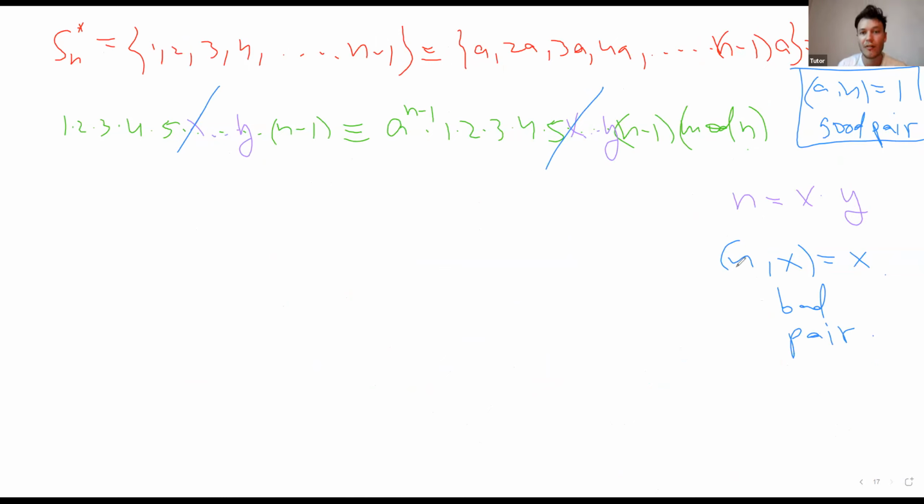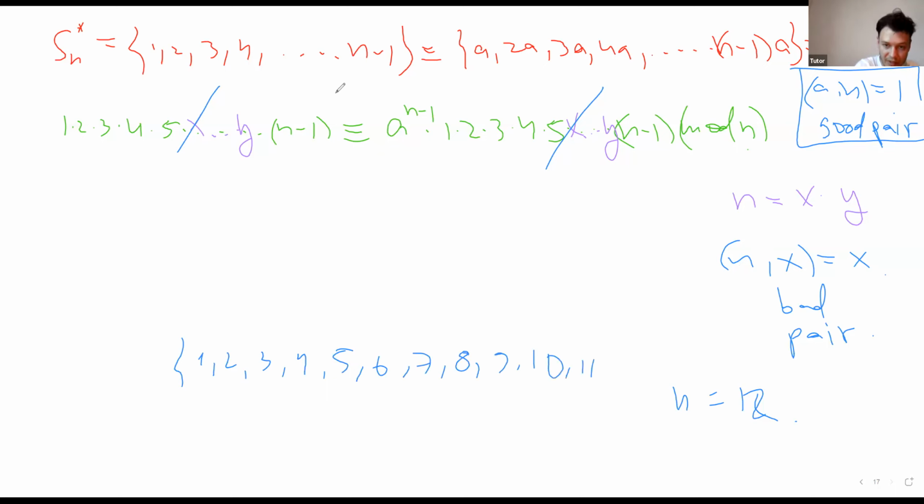So for example, if n was equal to 12, if I were to look at all these numbers, 1 2 3 4 5 6 7 8 9 10 11 12, you see that there's a bunch of bad numbers. Sorry, I shouldn't use 12 because it starts from 0. I should also write 0 here. So 0 is also bad to 12.